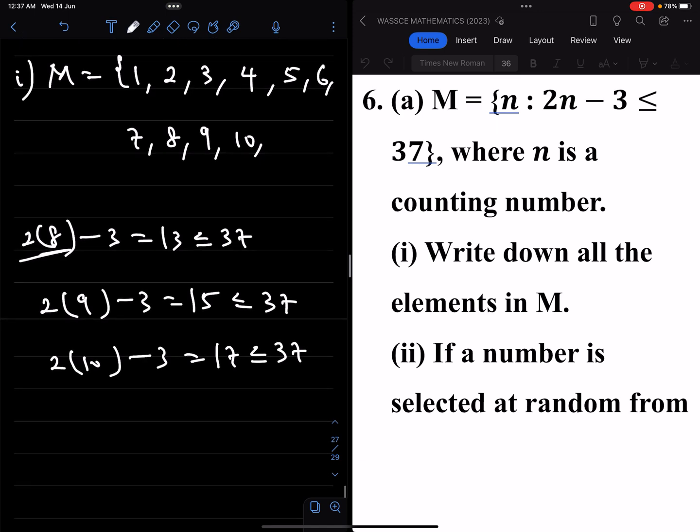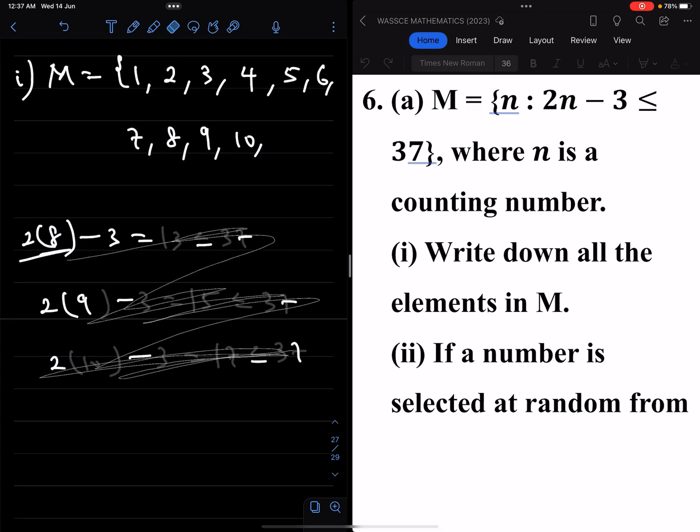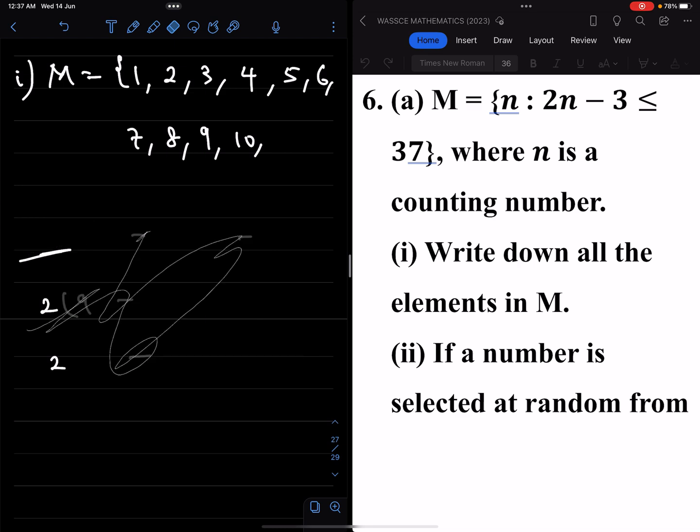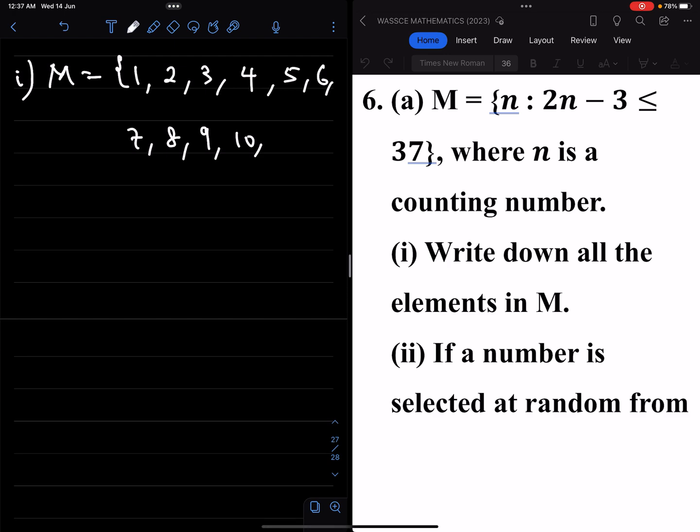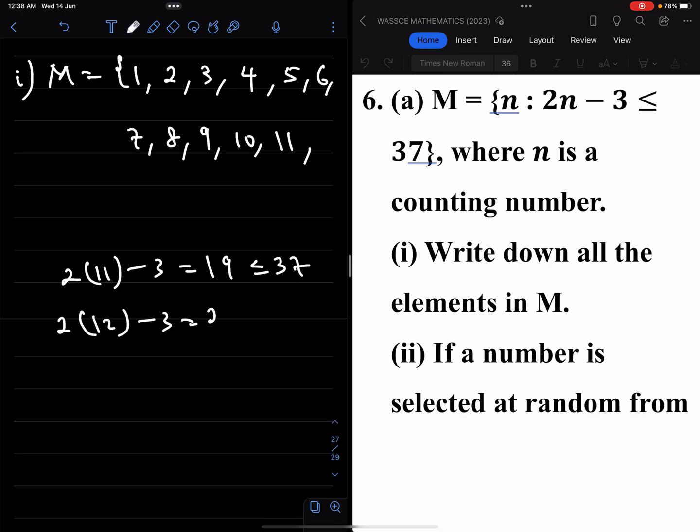And then the next one is 11. Let's check that. 2 times 11 minus 3 is equal to 22 minus 3, which is 19. And that also satisfies the condition less than or equal to 37. That means 11 is an element of M. We go to 12. 2 times 12 minus 3 is 24 minus 3, that's 21, which also satisfies the condition less than or equal to 37. So 12 is also an element of M.